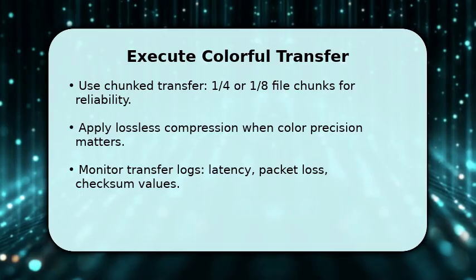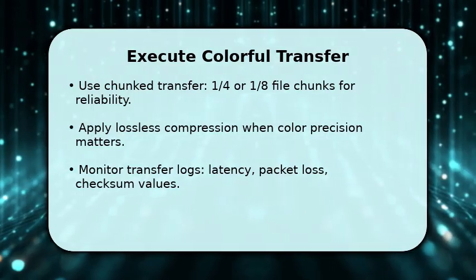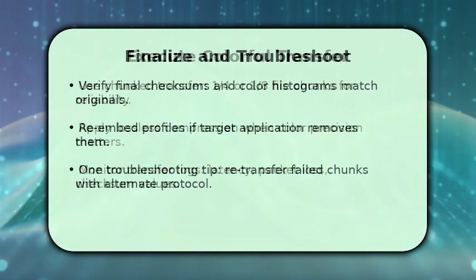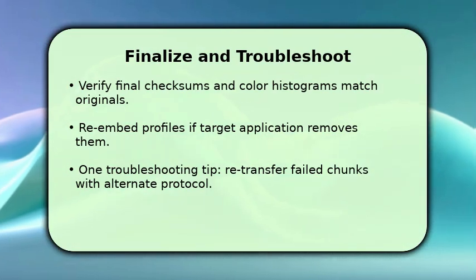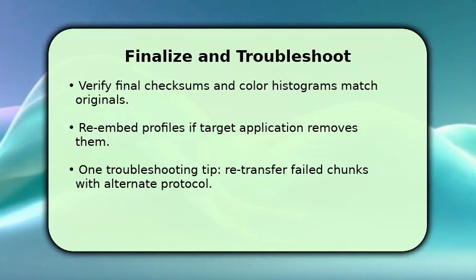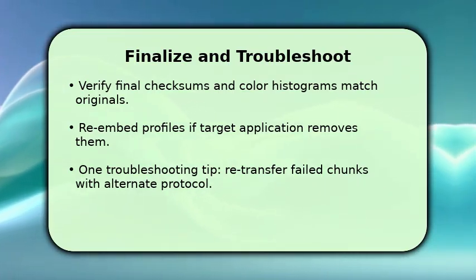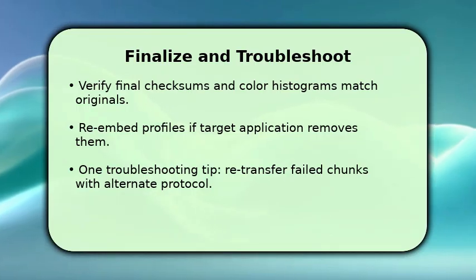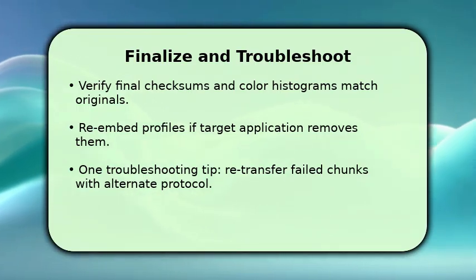You finish by validating the complete dataset. Compare final checksums and inspect color histograms to confirm hue and gamma consistency, since visual parity matters. Once verified, re-embed color profiles if the target app stripped them, because that restores intended appearance. Make sure to clear temporary chunks and update metadata.